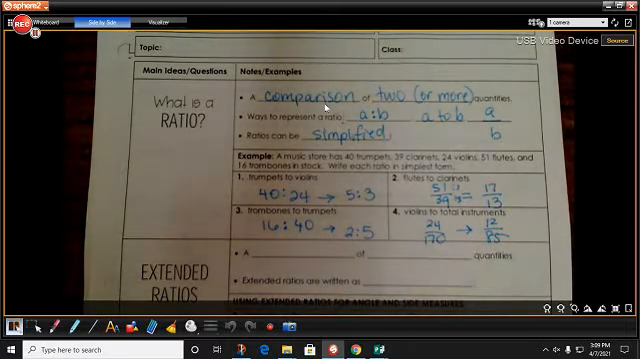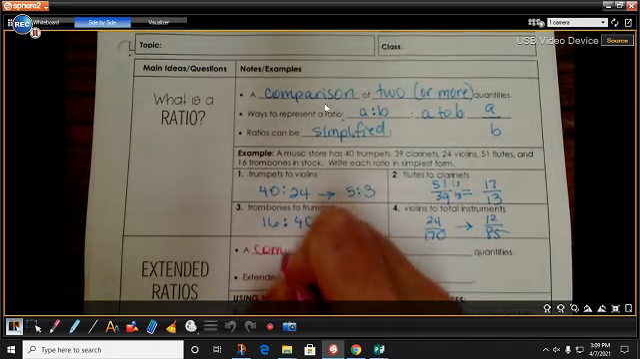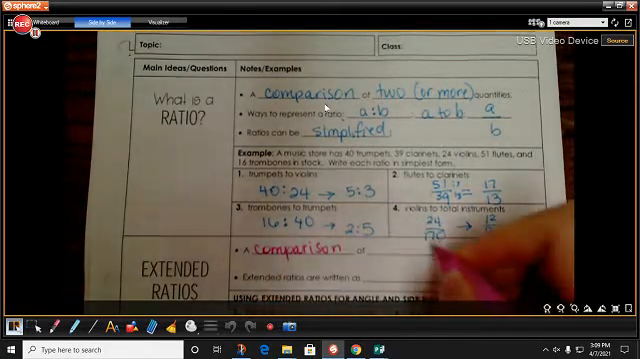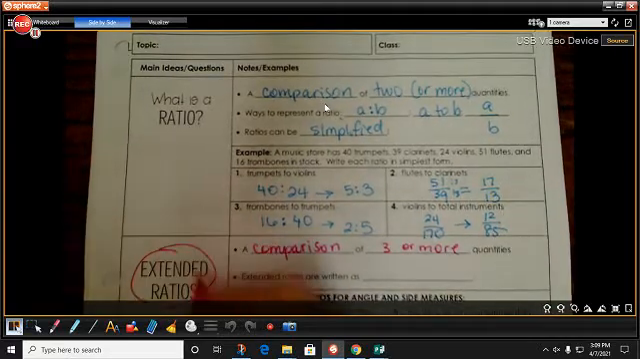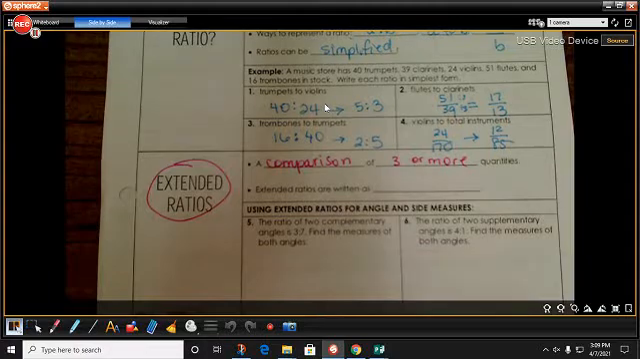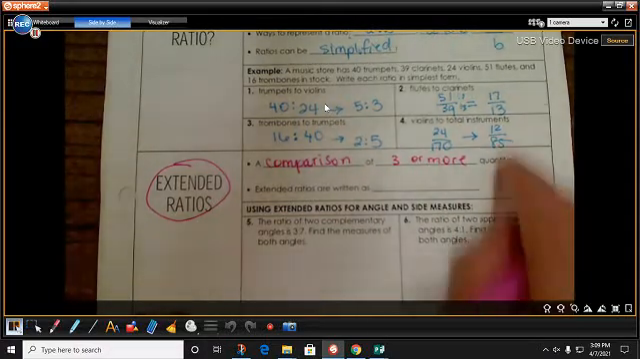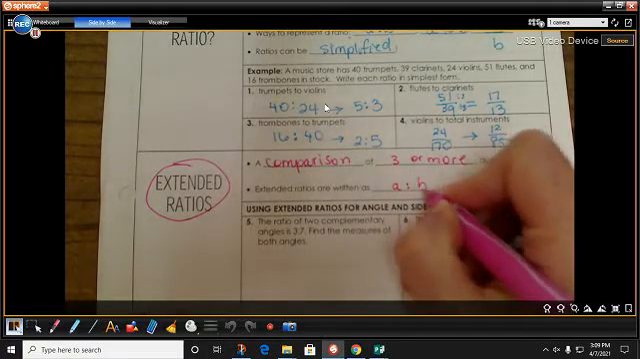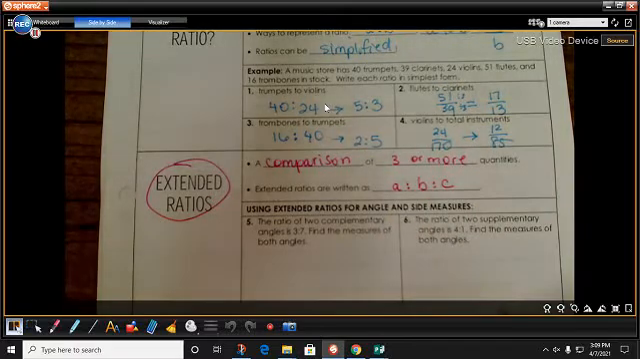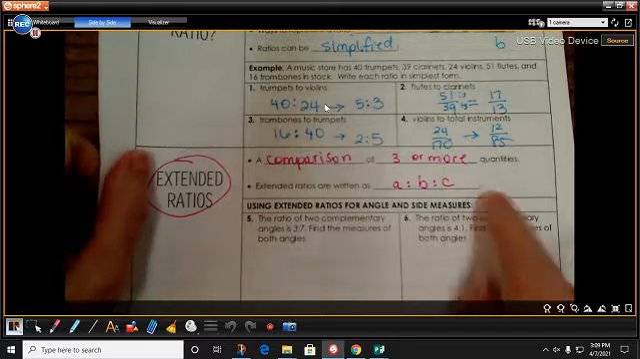Now, the nice thing is I can compare more than just 2. And so if I do a comparison of 3 or more quantities, this is going to be called an extended ratio because I'm going to compare 3 or more things at once. These ones are not going to be written as fractions because we don't do fractions with anything more than 2. Extended ratios are going to be written as first thing to second thing to third thing, A to B to C. Okay? And if we choose to simplify these, it has to be something that all 3 can simplify by at the same time. Okay?